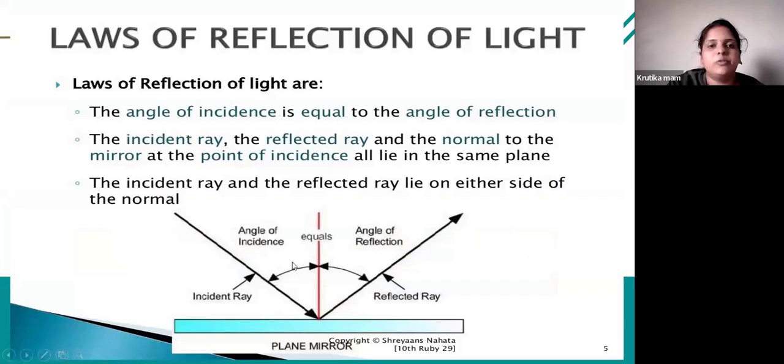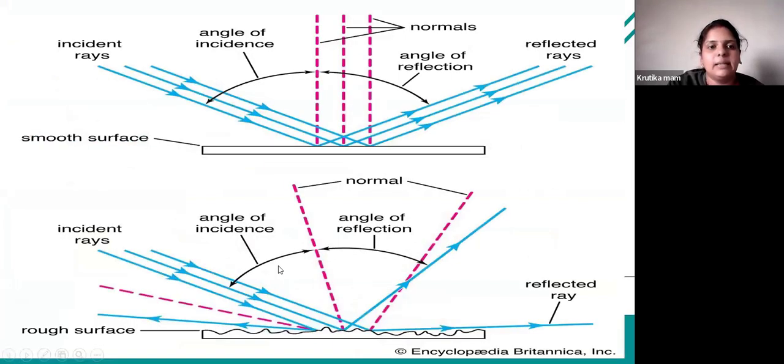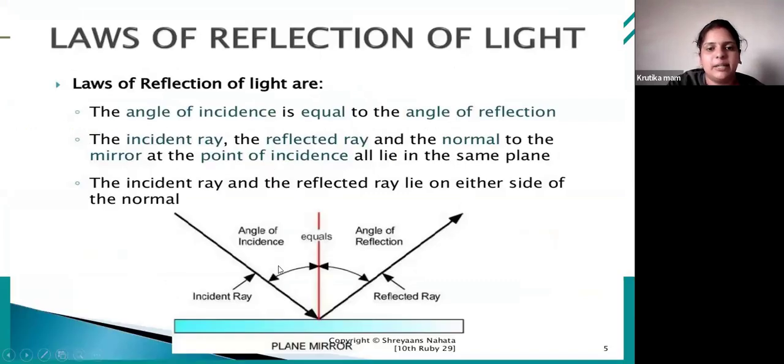Before going to the first law, let us see some of the terms related to the reflection phenomenon. Already here we discussed what we mean by reflection. So here we have a plane surface drawn. This is the incident ray. Okay, this is the reflected ray.